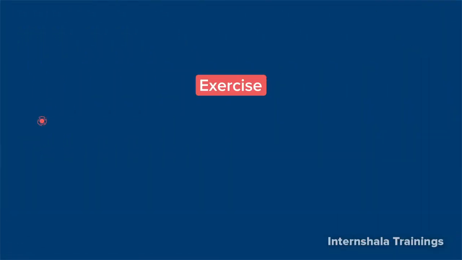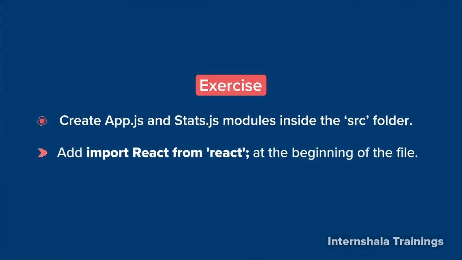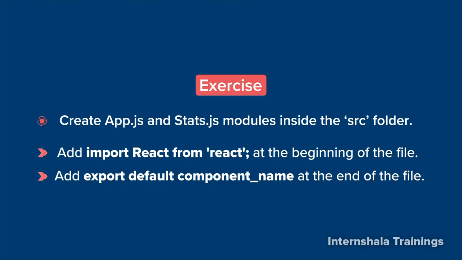So, I've shown you how to create a Box module. Similarly, you can create App and Stats modules. Make sure you create the files inside the src folder and move the corresponding functions inside these files. Also, don't forget to add the statements import React from React and export default ComponentName at the start and end of each module respectively.